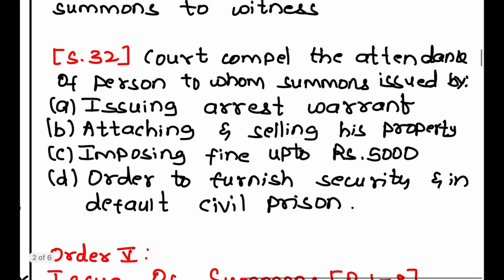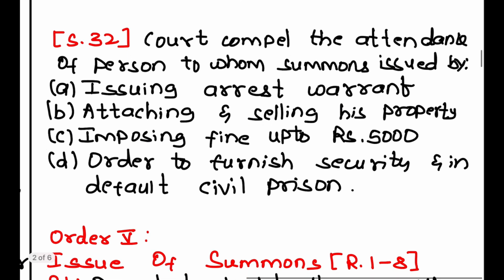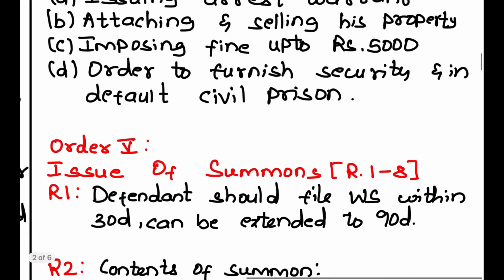Court compels the attendance, Section 32. How does the court compel the attendance of a person to whom summons is issued? If the person is absconding, the court may enforce the summons by issuing an arrest warrant against that person, or attaching and selling his property, imposing a fine up to ₹5,000, or by ordering him to furnish security, and in default, civil prison. This is how the court compels attendance of a person.